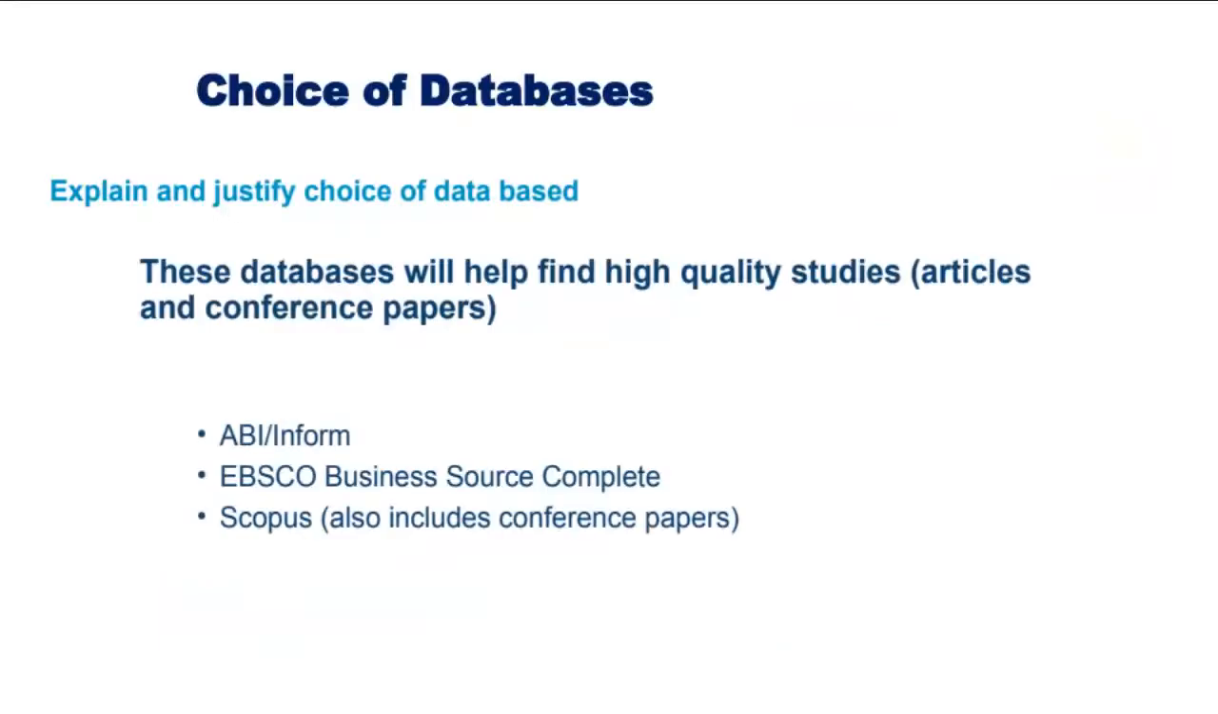Then you also have to look at the choice of databases. You can look at different types of databases. I normally advise my students to use these databases: ABI Informs or ProQuest or EBSCO or Scopus. Generally between these websites, you can do your first cut search. You can also use Google Scholar, but that is for first cut research. As you know, most of the articles that are published, the publishing rights are with different databases, so they own the rights.